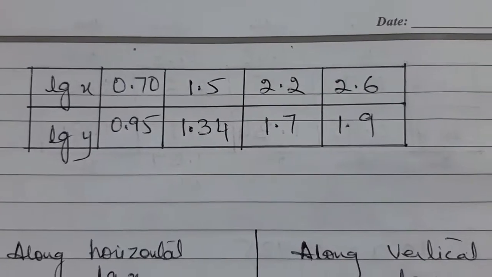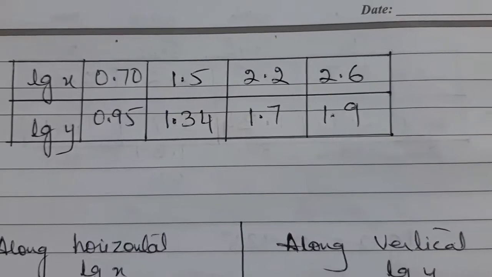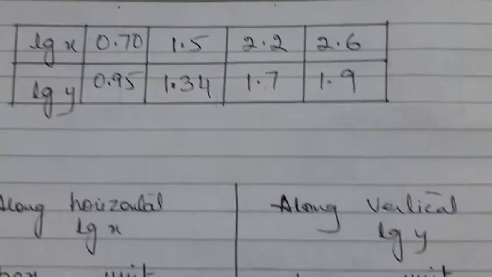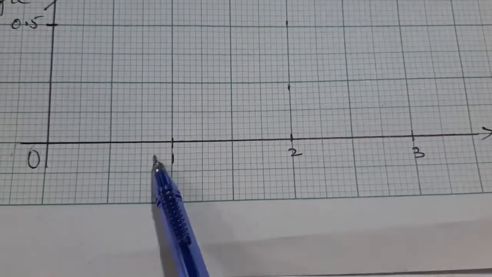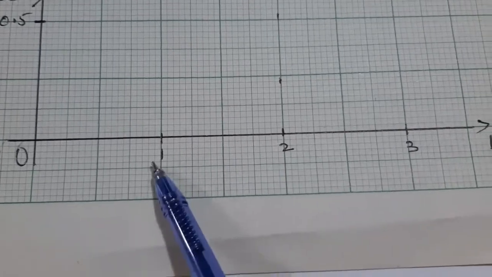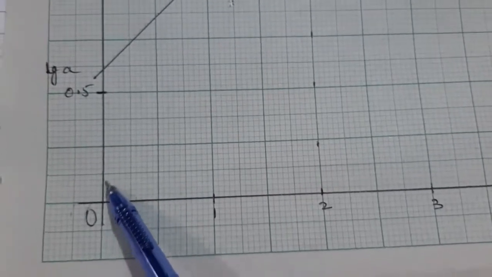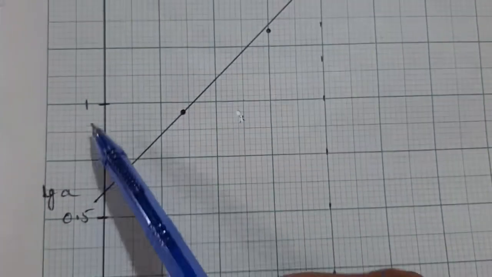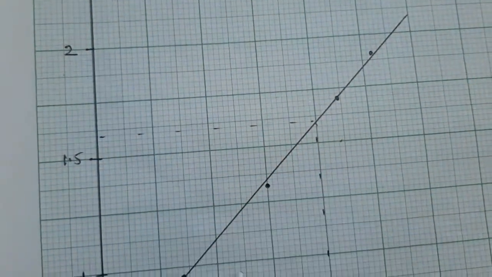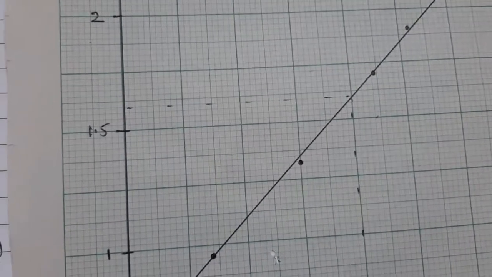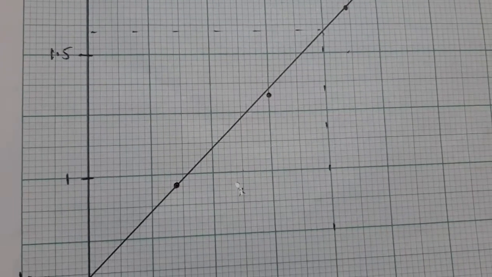So you see, along the x-axis I'm going maximum till 2.6 and along the y-axis not more than 2. So what I have done here, you can see, I am taking 2 boxes equal to 1. So this is my 1, 2, 3. This is my lg x. And for lg y, I'm taking 4 boxes equal to 1, so 1, 2, 3, 4 equals 2. So I have decided the scale depending on my values, because I have to use 75% of the graph paper, right?